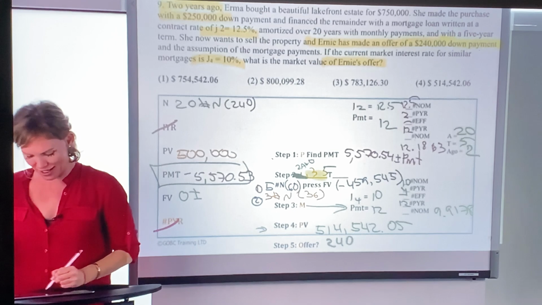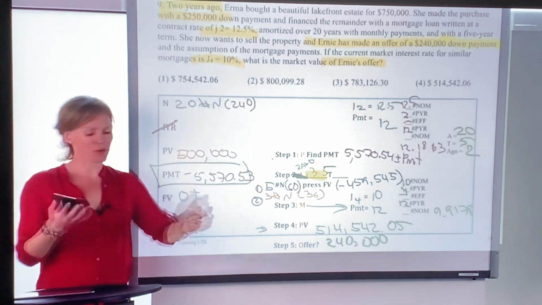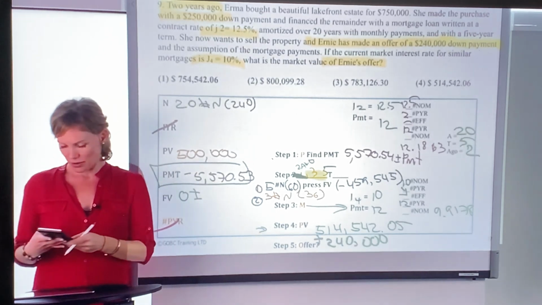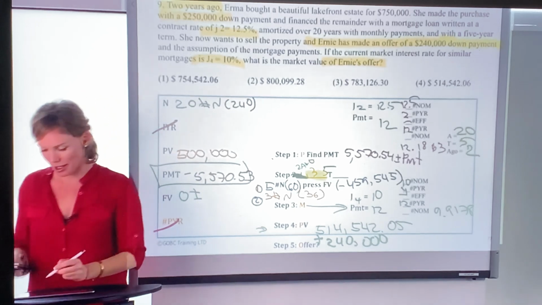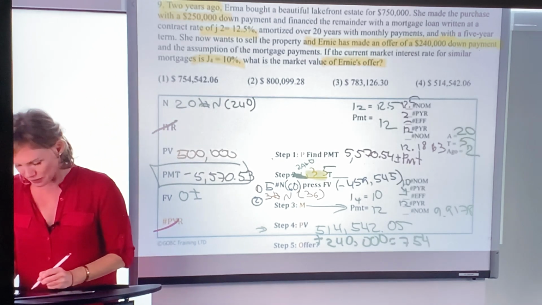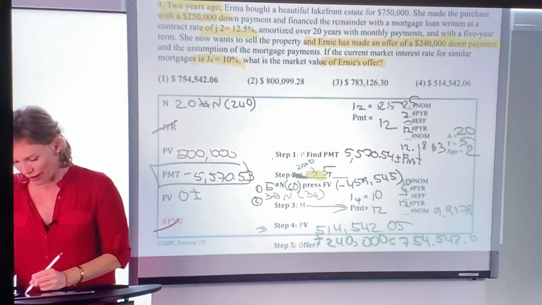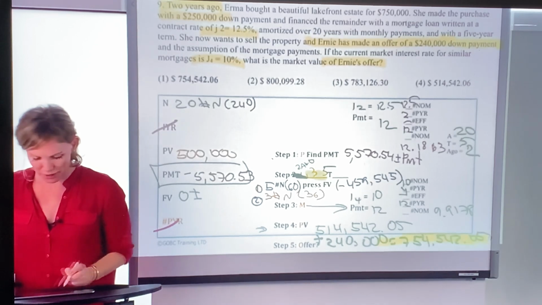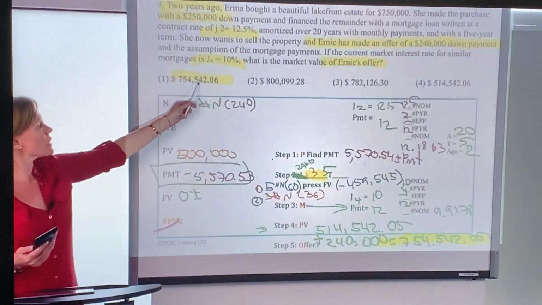Good job. Just checking. So on top of your 514, do plus, and then regular plus 240,000 plus regular equals, and it comes up to 754,542.05. Okay, so that is the answer. That's the offer. We'll look back at the answers: 754,542. That's it, option number 1.